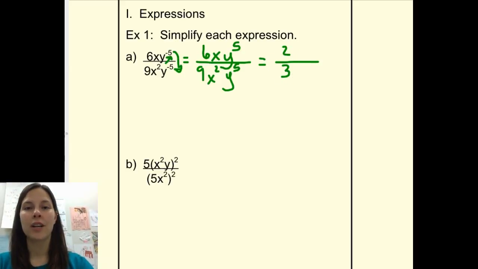X over x squared. When we simplify expressions, we don't want any negative exponents. So we can subtract those powers, but your answer goes where the largest power is. In our case, the largest power is in the denominator. So when we do 2 minus 1, the power on the x in the numerator, we get a power of 1, but our answer will go in the denominator. And of course, y to the 5th divided by itself will cancel out.